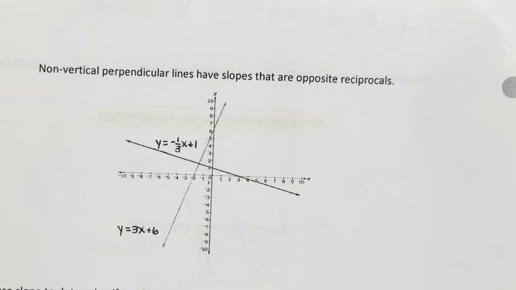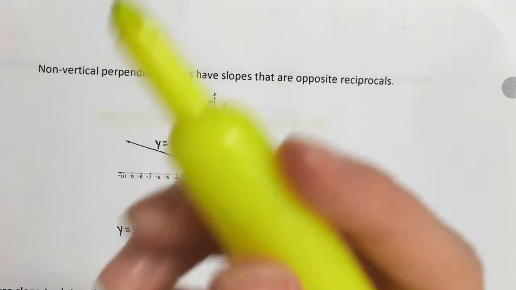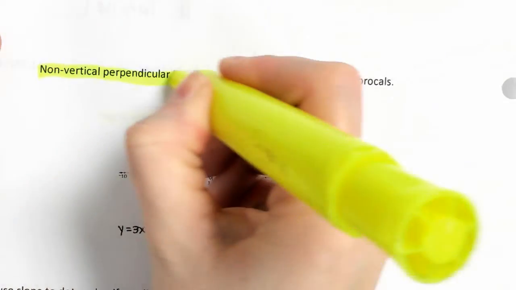So perpendicular lines do not have the same slope. Their slopes are actually opposite reciprocals.